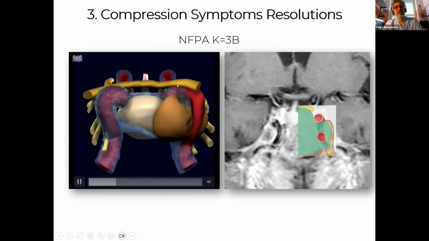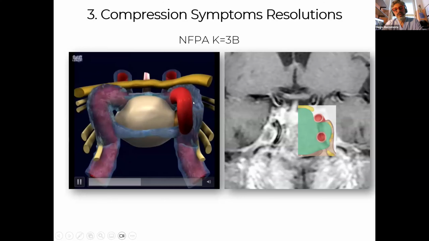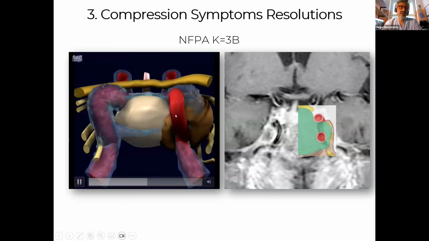The second one could be more dangerous. The tumor developing in the lateral compartment pushes the carotid artery medially. In this case, it could be more difficult, more dangerous than in the other case. In case of grade 4, obviously, there is a total encasement of the carotid artery.